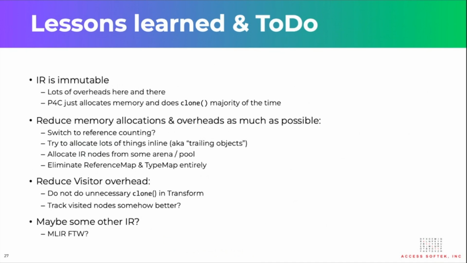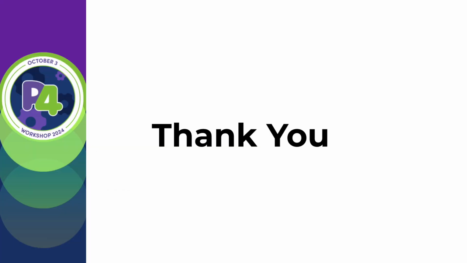A few other ideas: maybe switch to reference counting, try to allocate lots of things inline using the so-called trailing objects idiom. IR nodes currently are just running through the heap and so on, but why don't we allocate them from some pool or arena? We also need to reduce the visitor overhead or maybe switch to an entirely new IR, like MLIR, for example. So there are lots of ideas here. All of these changes are quite invasive, so this certainly might affect downstream projects. And I think that's it for me. So thank you.